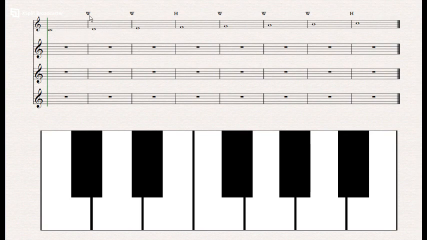And we see the pattern that makes major scales: two wholes and a half, and then three wholes and a half. So C to D is a whole step, D to E is a whole step, E to F is a half step, F to G is a whole step, G to A is a whole step, A to B is a whole step, and B to C is a half step.